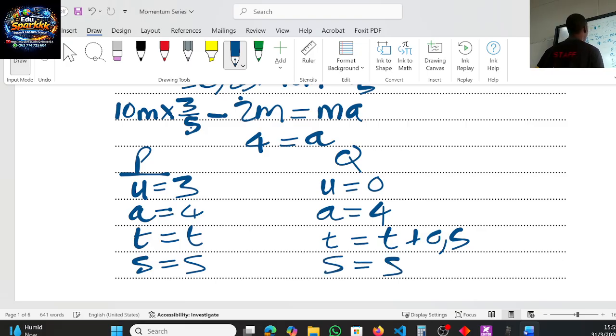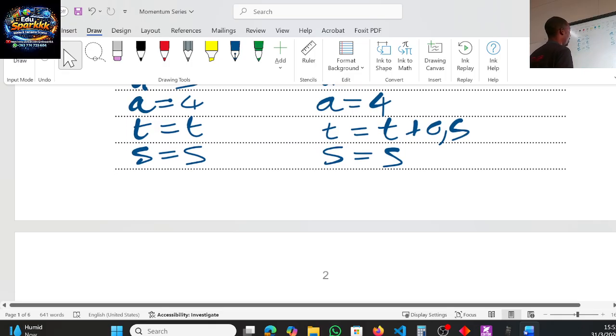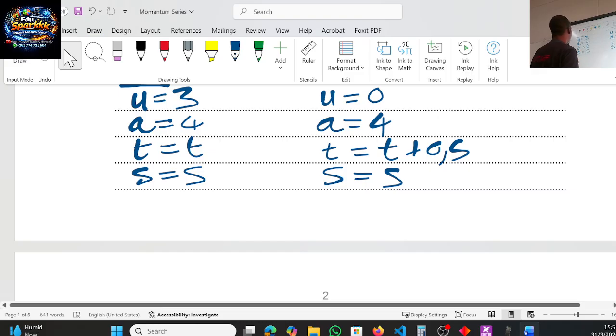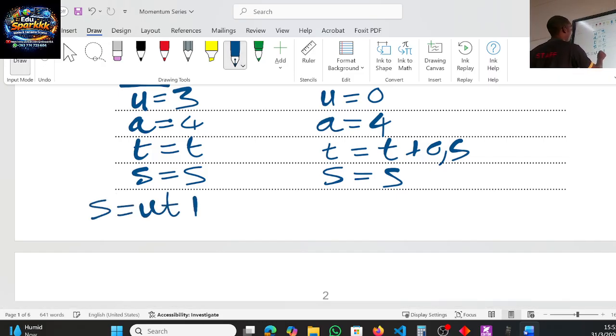Then S will be S. Then let's try and have a look at which equations we can use to find the respective time. Let's see if we have some space. Yeah, we do have. My interest was to use the equation S equal to ut plus half at squared.